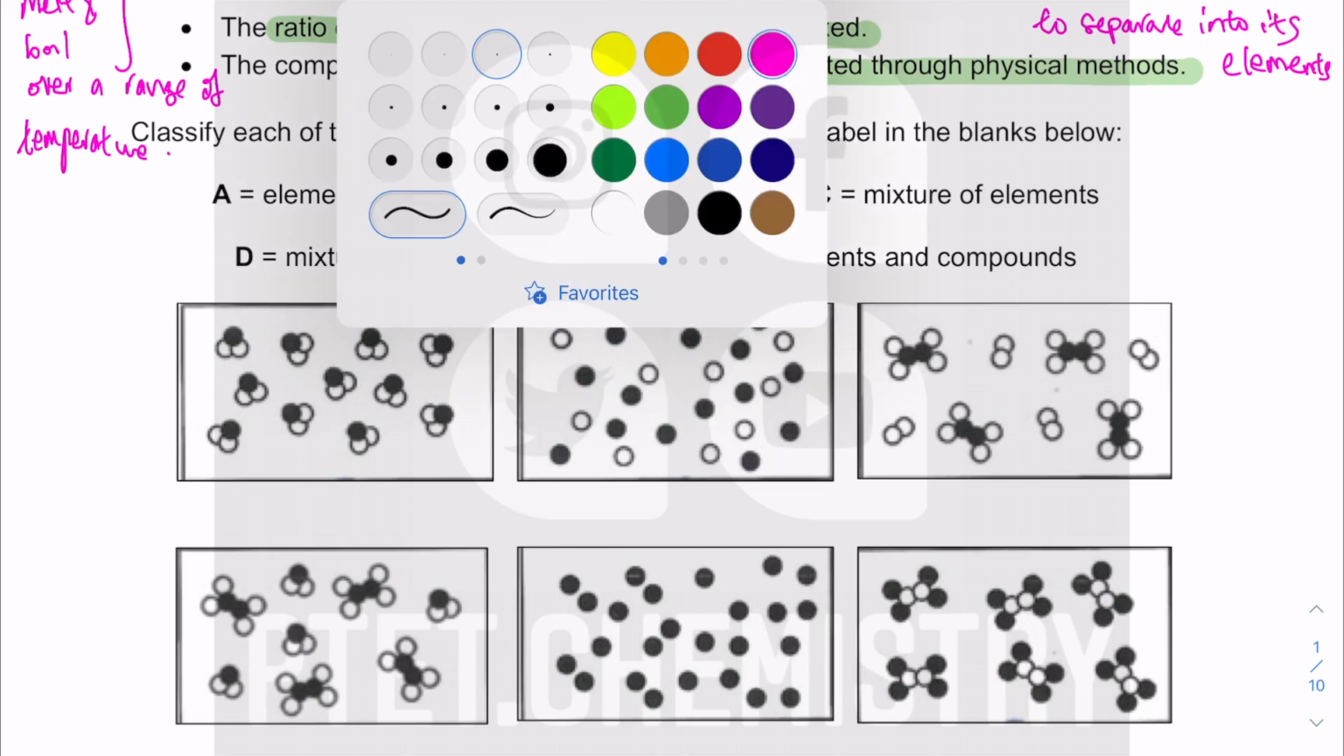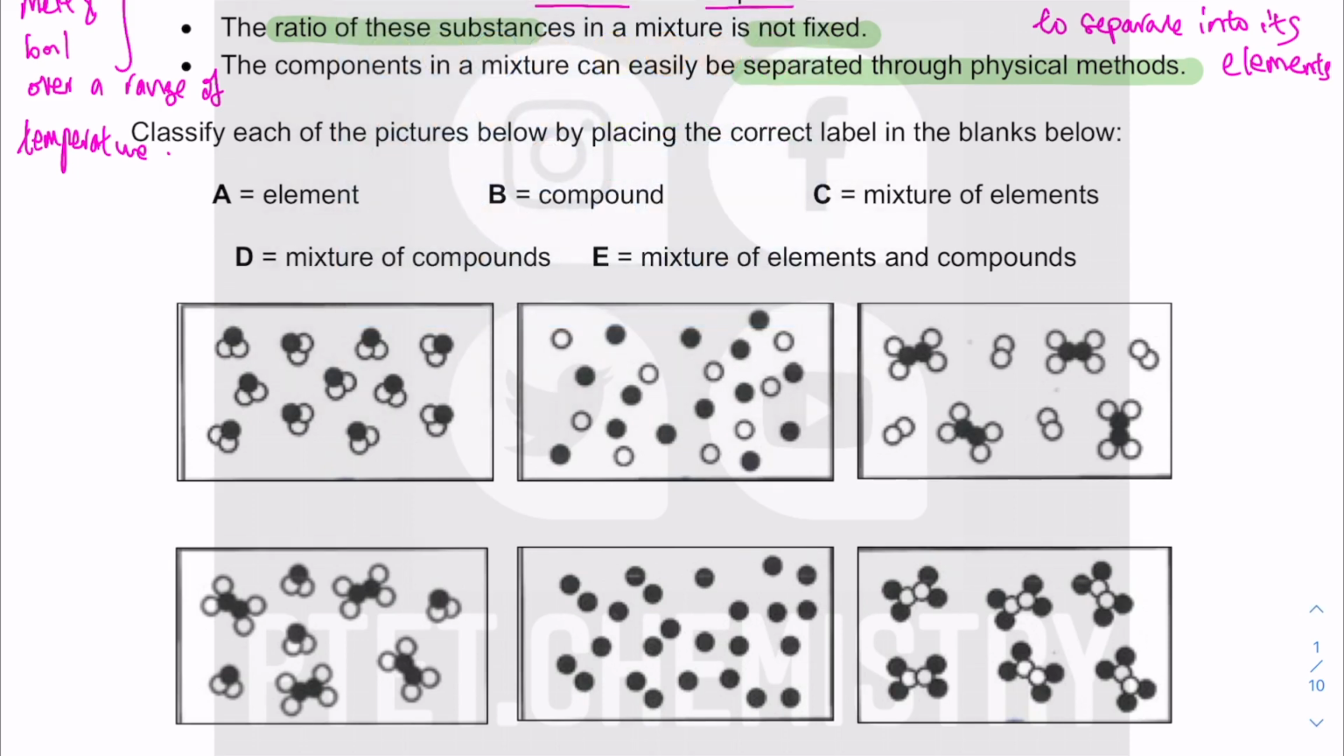So going through the next bit, which is to do with classifying each of the pictures by placing the correct label in the blanks below. Each of these, you will have this one and this one. They are different atoms, so these are very simple diagrams to represent each individual atom. Looking at these, we can see that there's one black and two white, and all of the molecules. Okay, these are molecules.